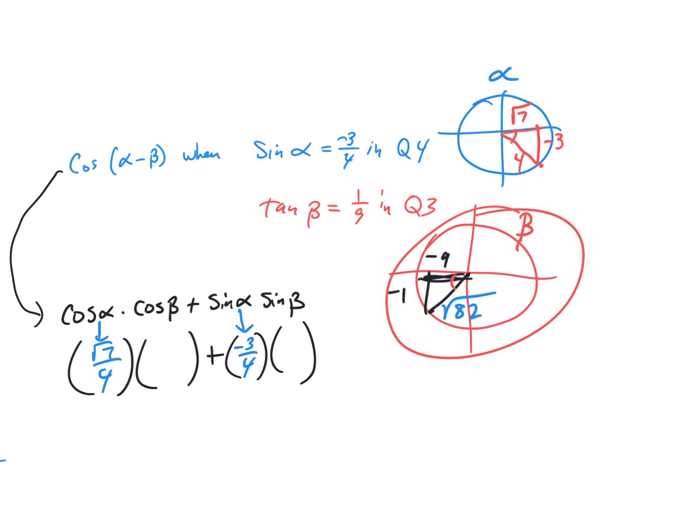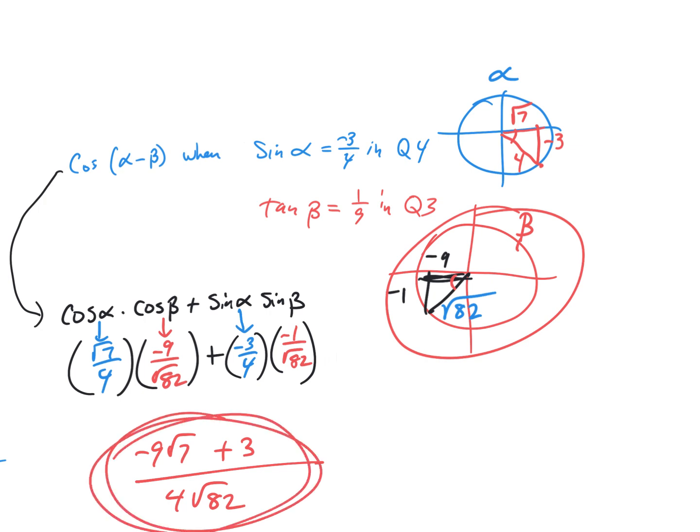Rowan Bickett. Cosine of beta. Cosine of beta would be -9 over root 82. Yes, and keep going. And then sine of beta would be -1 over root 82. Nice. You put it all together. I'm going to save a little time and do it. -9 root 7 plus 3 all over 4 root 82. Can anybody confirm they got the same thing? Don't just say it because you think I want to hear it. I might have had a mistake. All right.